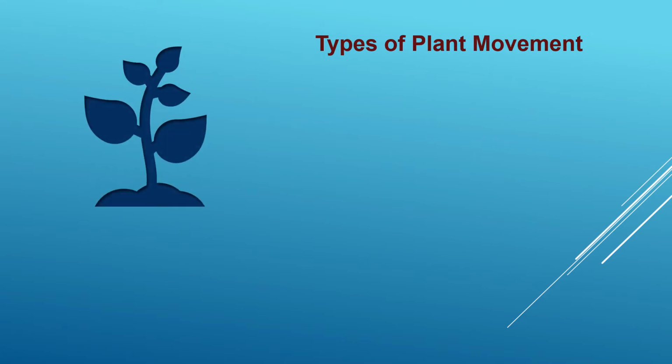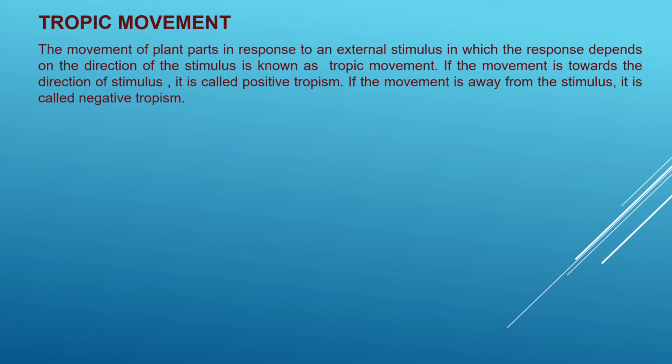Now come to the types of plant movement. There are actually two types of plant movement. One is called tropic movement or tropism, and another is called nastic movement or nastism. Now, what is tropic movement? Tropic movement is the movement of plant parts in response to an external stimulus, a stimulus that comes from outside of its body, in which the response depends on the direction of the stimulus. That means the response occurs according to the direction from which the stimulus is coming. That is called tropic movement.